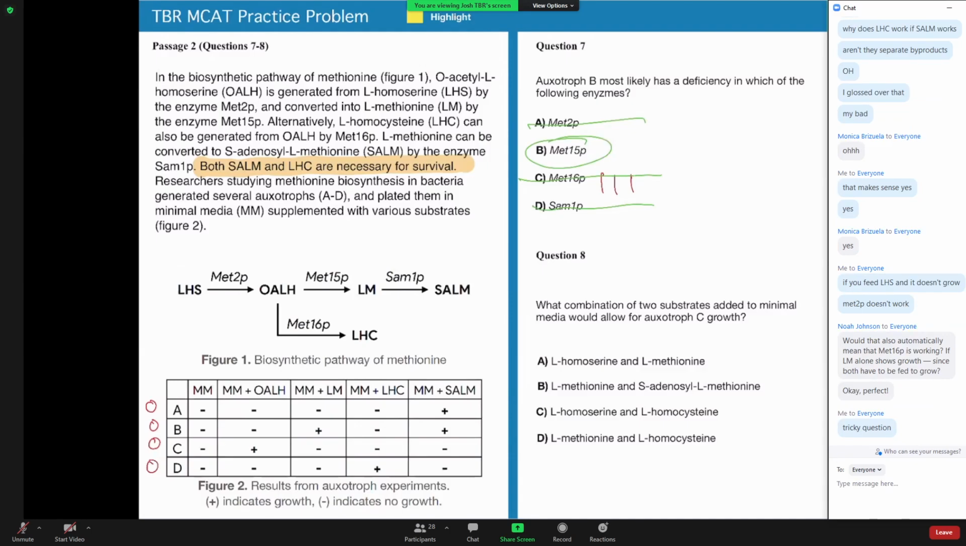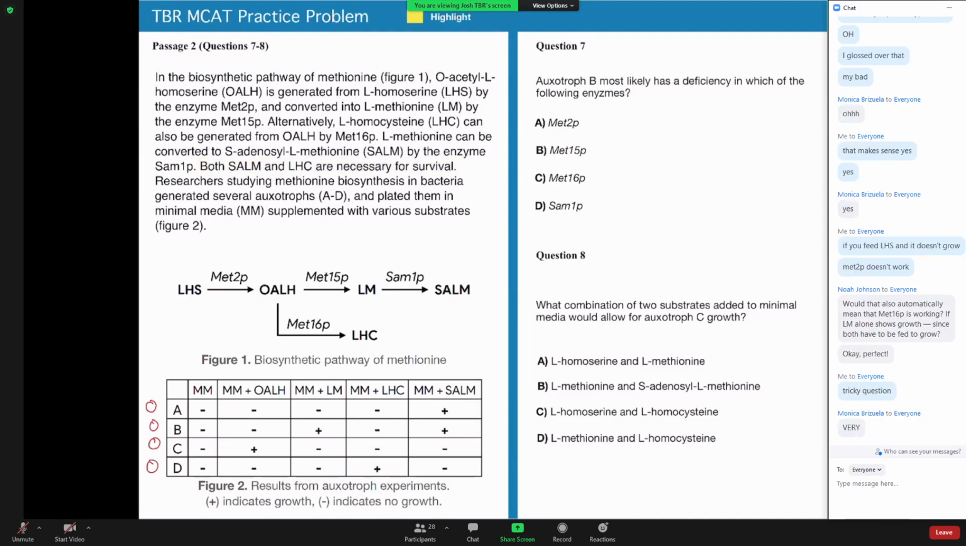Very tricky question. And this is very classic. These knockout questions are classic. And then these auxotroph questions are classic, where they'll do a knockout and you have to decide what broke, right? And so here's another practice. Let's do question number 8. This one's the exact same type of question, but it's just one more step, right? Instead of doing the enzyme, now you're actually feeding.